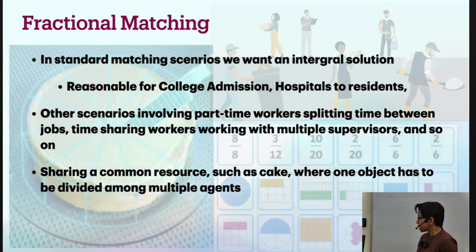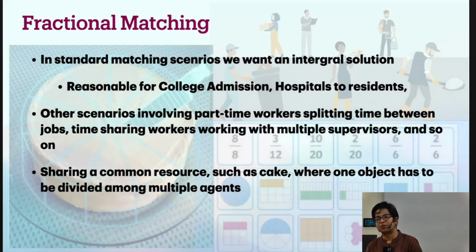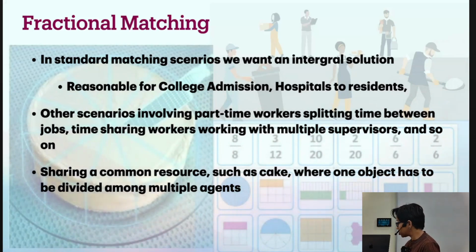Now these are some examples that you may or may not like, but they do exist, and somebody has to solve them and give meaningful solutions. One thing about the fractional matching setup that I want you to take away is that it's a more general framework for asking the same questions that we have looked at, and answering them from a completely different perspective. And that's the focus of today's talk.